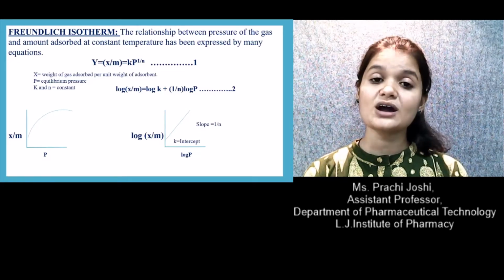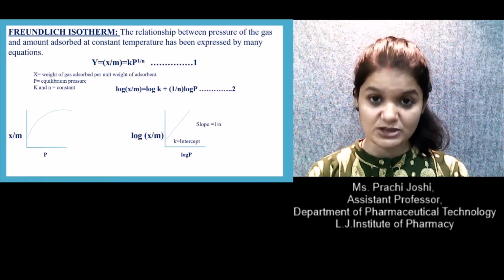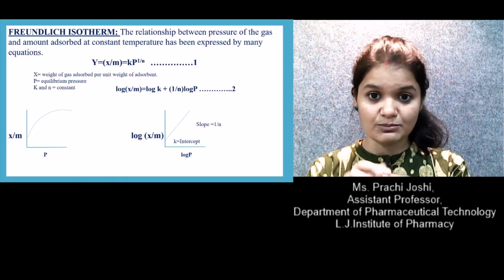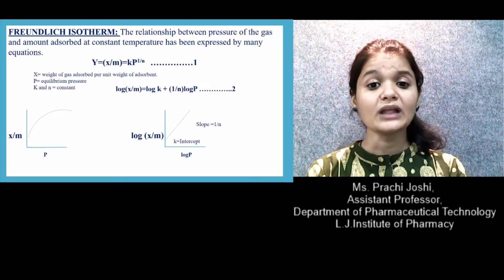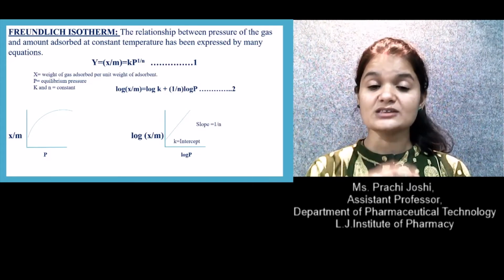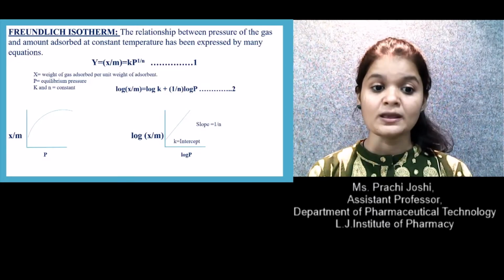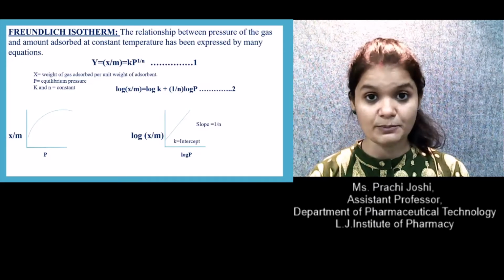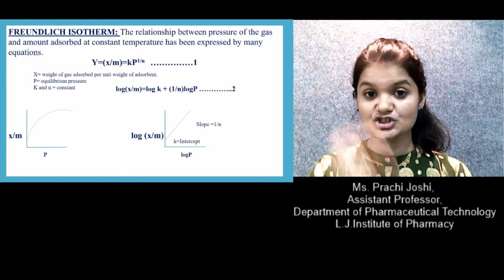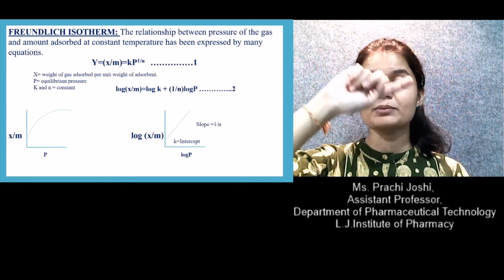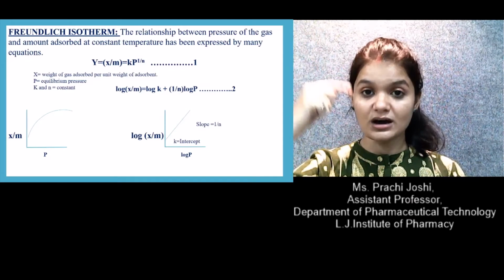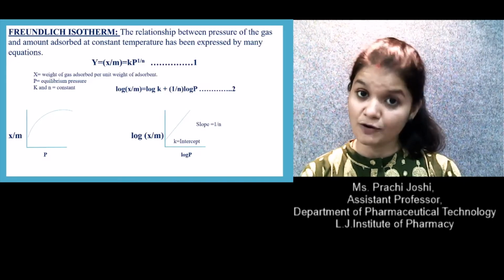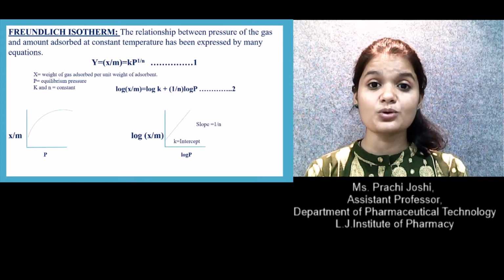So the Freundlich isotherm explains the relationship between the pressure of the gas and the amount adsorbed at constant temperature. In the first graph, x upon m is the amount of gas molecules adsorbed and P indicates the pressure. As you increase the pressure, the adsorption constantly increases, forming a monolayer around it. Multilayer adsorption is a limitation of Freundlich.